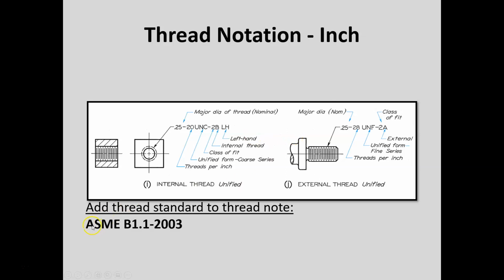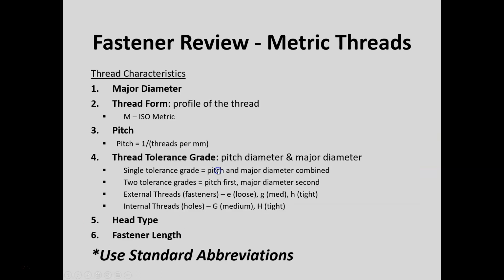The thread note standard that we would include on the drawing with this part would be ASME B1.1-2003. For metric threads, it's different. We still lead with the major diameter, and the thread form is kind of included in that. Then instead of threads per millimeter or threads per inch, we give the pitch, which is 1 over the threads per millimeter. And then there's a tolerance, head type, and fastener length.